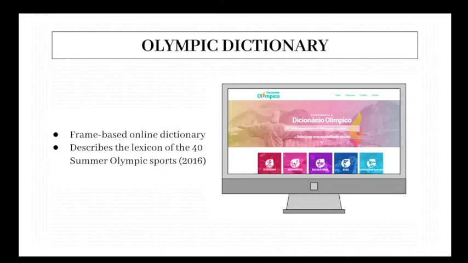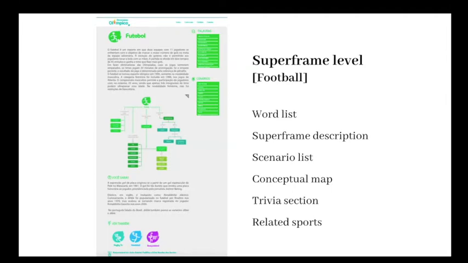The dictionary is structured in 3 levels: the sport level, the frames or scenarios level, and the lexical units or words level. I will briefly describe each of these levels. The superframe level presents general information about the Olympic sports and also offers access to the other 2 levels. What you see on your screen is a general view of the superframe football page. It is a bit small, but the next slides offer a better view of each part.